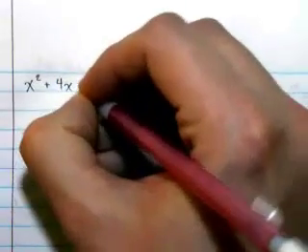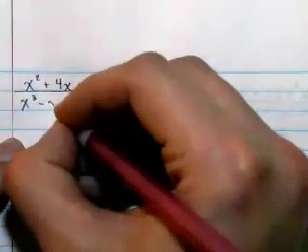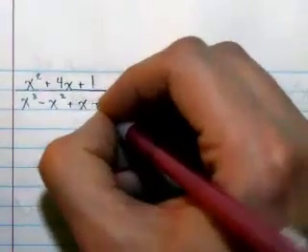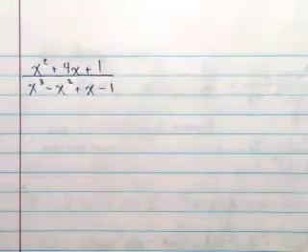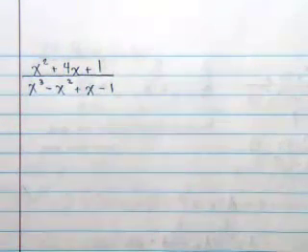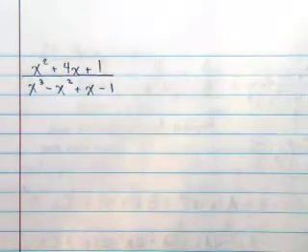All right, so we're going to do x squared plus 4x plus 1 over x cubed minus x squared plus x minus 1. We want to do the partial fraction decomposition for that one. So we need to figure out what are the factors of the denominator again, right? So how do we factor x cubed minus x squared plus x minus 1?